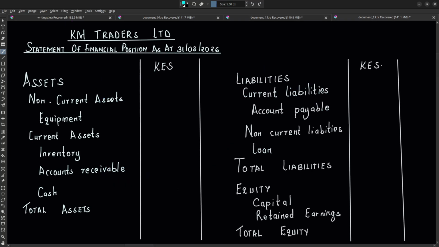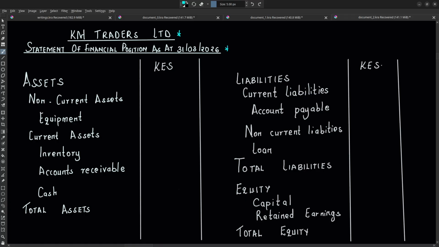The first thing you should always make sure you have is the name of the company or the business, and indicate this statement of financial position is as at 31st March 2026. As per IAS 1, this statement is called the statement of financial position, not the balance sheet. Balance sheet was a common name that was used before, so always maintain the name statement of financial position.